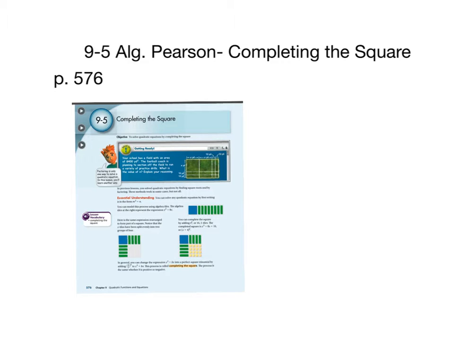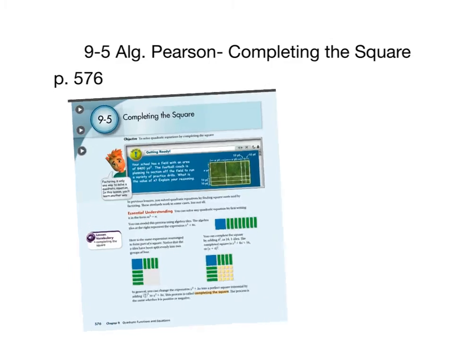Page 576, lesson 9.5 is on completing the square. So we've talked about factoring trinomials into two binomials. They are not always going to factor out perfectly like they have in the past for us. So this method is one of the ways we can deal with that. One of the ways we can find our roots without a calculator, even if the roots don't come out evenly.